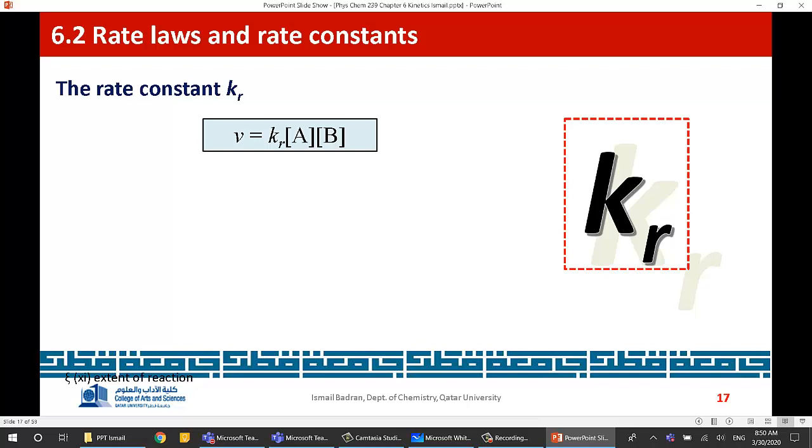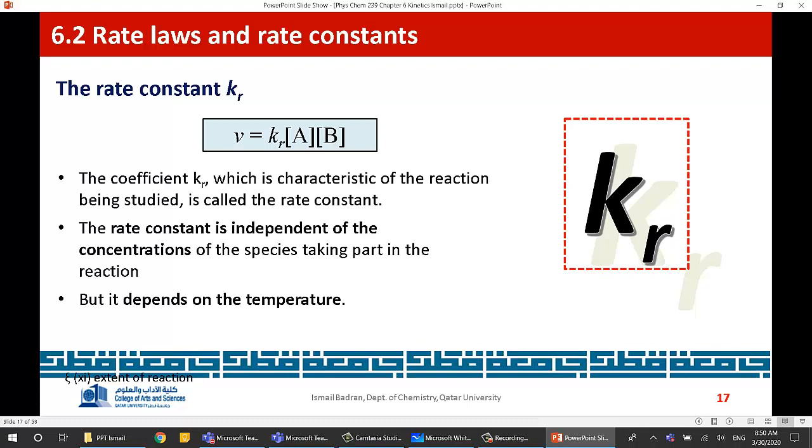What is the rate constant? V is equal to kR times A to the power m times B to the power n. So kR is called the rate constant. This rate constant is characteristic of the reaction being studied. The rate constant is independent of the concentration of the species taking part in the reaction, and it also depends on the temperature.